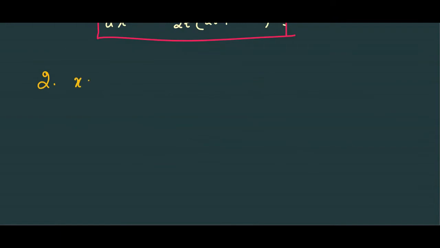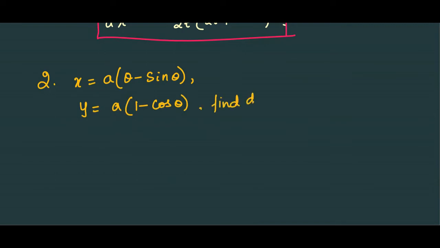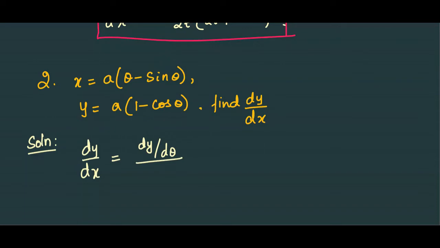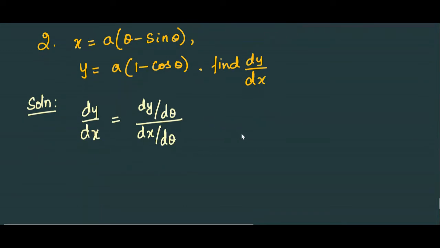So second, x is a times of theta minus sine theta, and y is a into 1 minus cos theta. Find dy by dx, not dy by d theta. Easy question. So dy by dx will be dy upon d theta by dx upon d theta. So derivative of y with respect to theta and derivative of x with respect to theta.